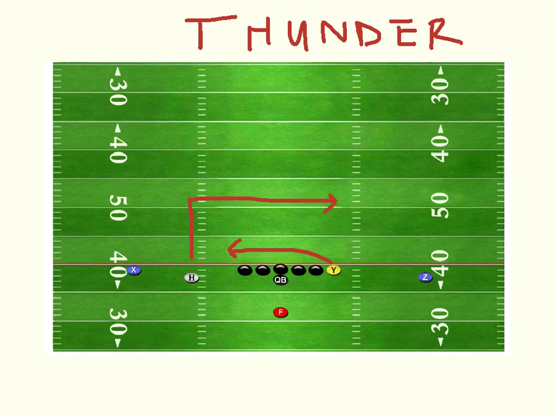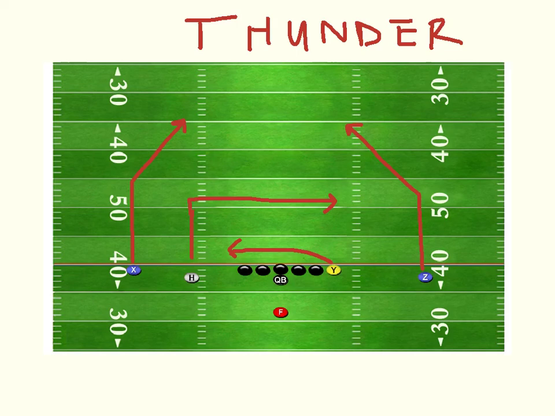Now from the outsides we have post routes from each the X and the Z. 7 outside steps, 45-degree angle. So we've placed the safeties in conflict here, and we've got a rub route with the Y that should allow us to have open receivers in several locations.